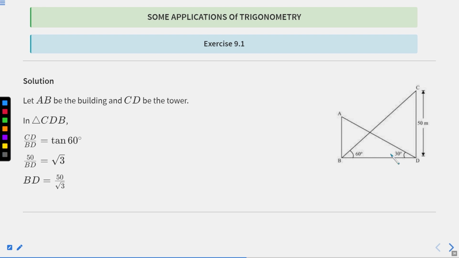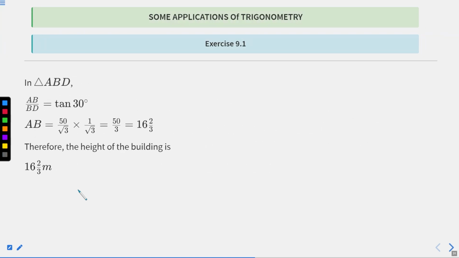Here let AB be the building and CD be the tower. From triangle CBD, CD by BD is equal to tan 60 degrees. We have given the height of the tower is 50 meters, so CD is equal to 50. So 50 by BD is equal to root 3, and it implies BD is equal to 50 by root 3.